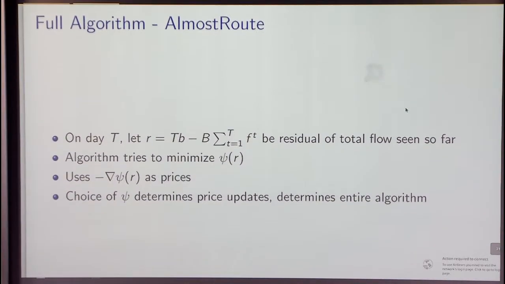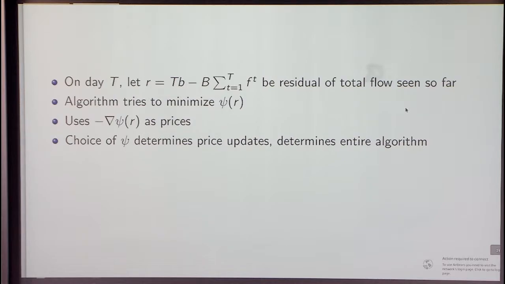Okay. So on day T, let R be the residual of the total flow seen so far. What the algorithm is going to try to do is minimize some function phi of R. It's going to try to keep this function small. And the prices are basically going to be just the gradient of phi of R. So that's the way it prices a vertex.